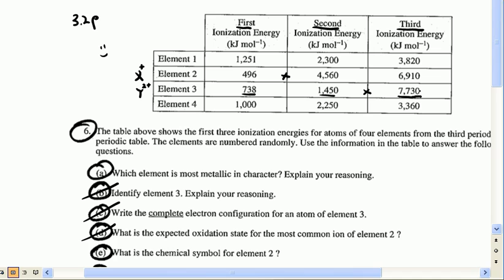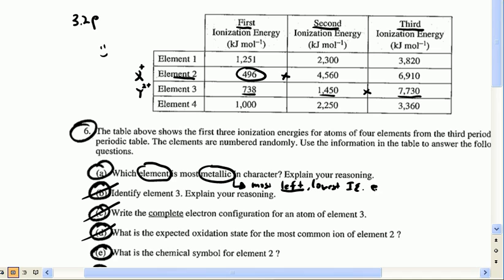So let's look at this. Which element is most metallic in character? Another way you can think about that is most left on the periodic table. And ones that are the most left are ones that are going to have the lowest ionization energy. First ionization energy, because they're talking about the neutral element. And the one with the lowest ionization energy here is element 2.